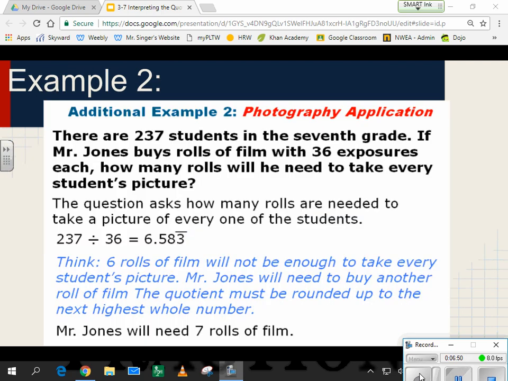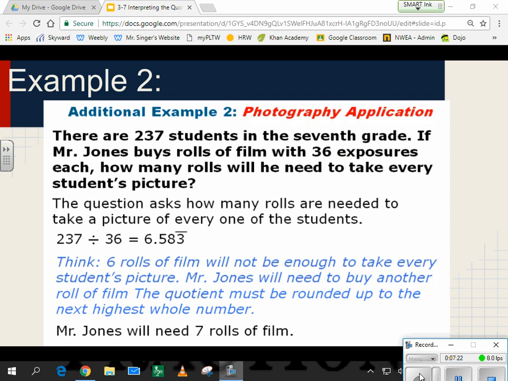All right, so here's another problem. And in this one, there are 237 students in the 7th grade. Mr. Jones buys rolls of film that have 36 exposures each. So how many rolls will he need to take every student's picture? Well, really what the question is asking is how many rolls is he going to need to take the pictures? So again, this is one of those scenarios where if you had part of a roll, you know that that's not enough and you'd probably have to round up to the next available whole number. So that's exactly what happens here.